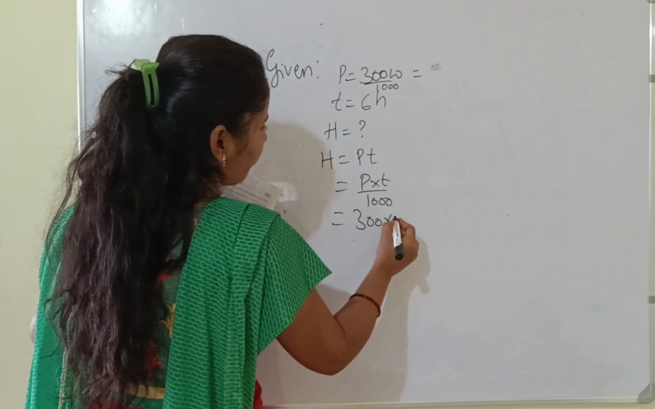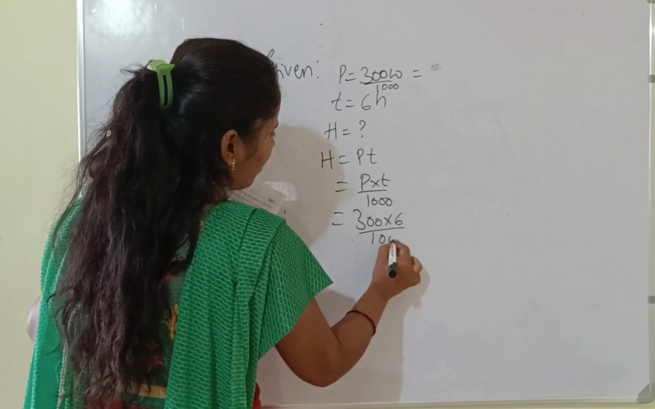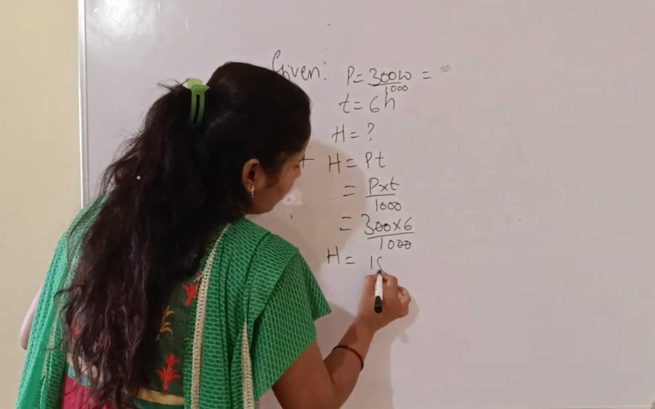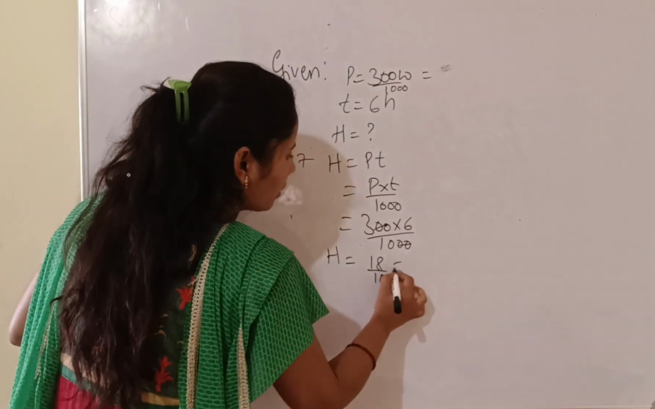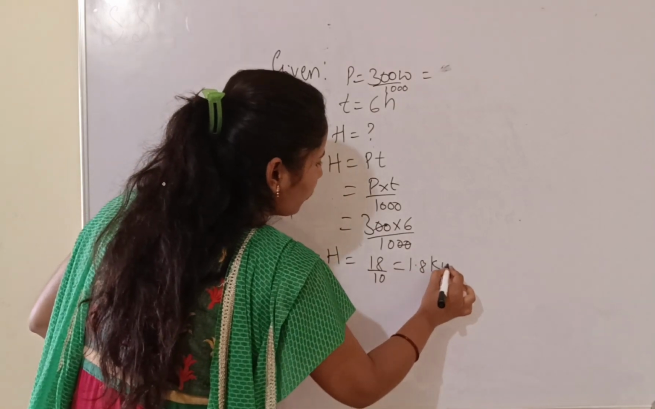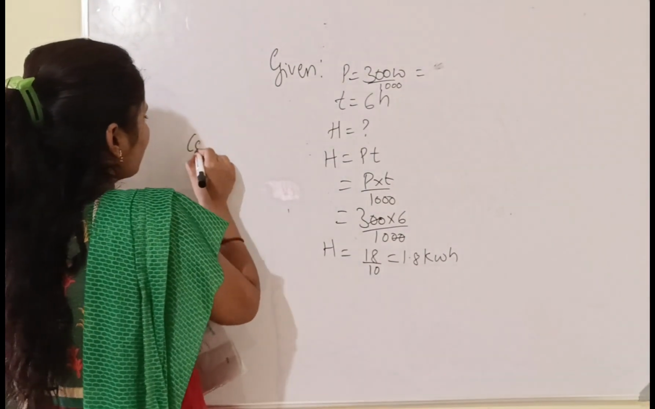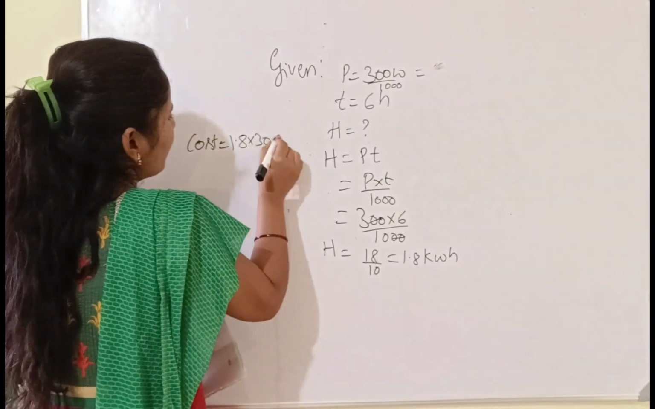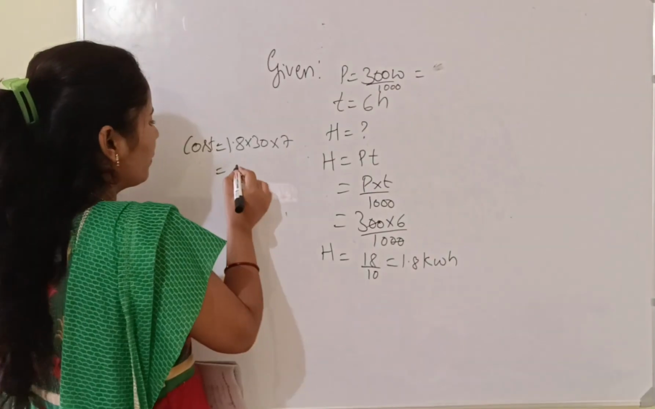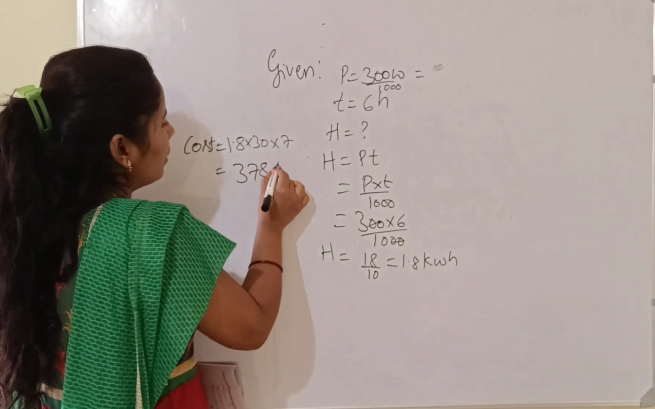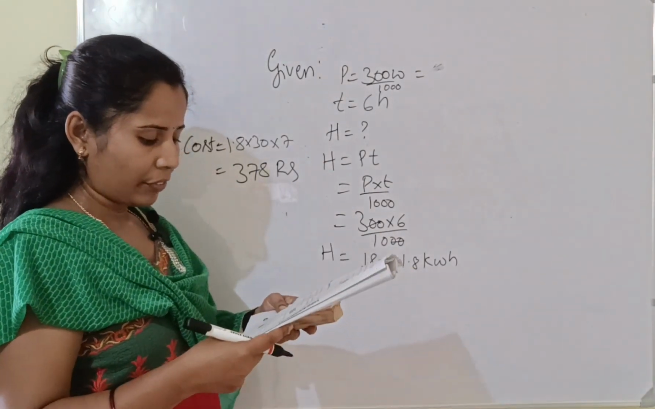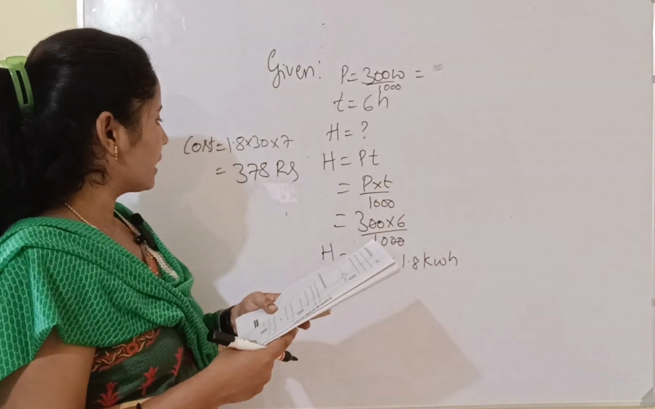300 into 6 hours by 1000. So H will become 18 by 10, 1.8 kilowatt per hour. So I have to find out the cost. 1.8 into 30 days into the amount. This will become 378 rupees. So the cost for this electric refrigerator is 378 rupees for 1 month.